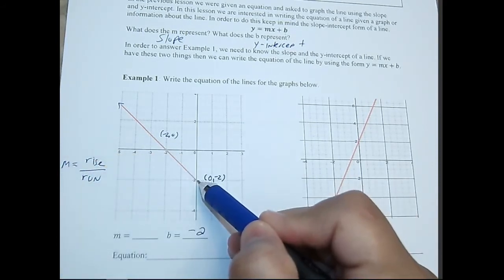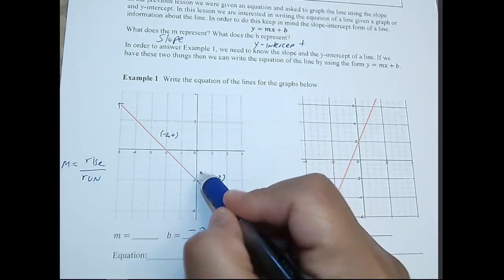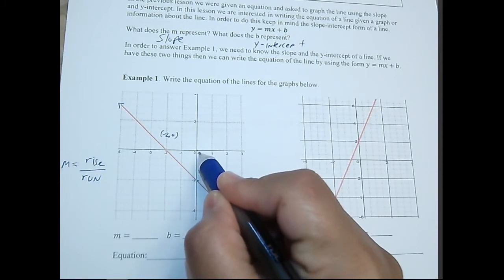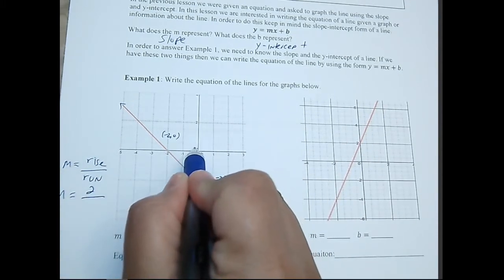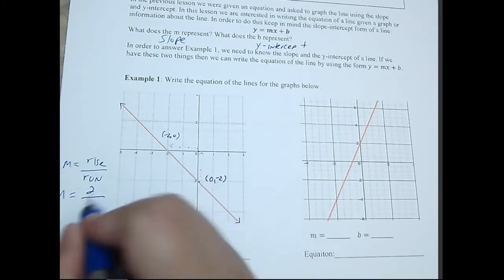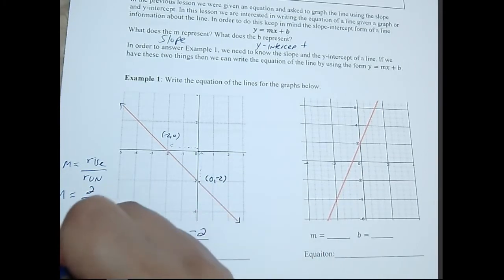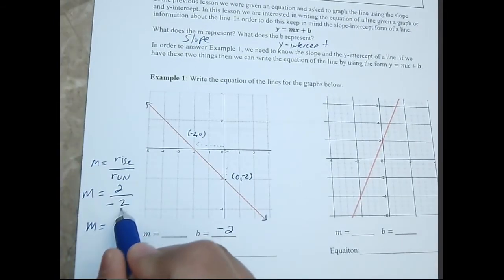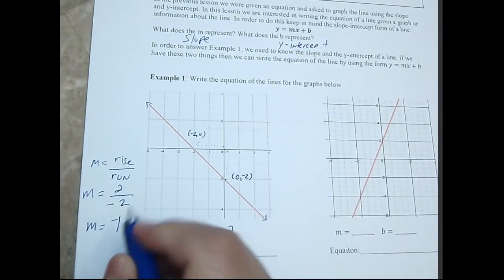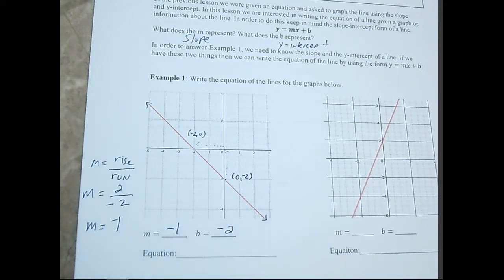If I'm standing at this point, I'm going to go up 2 units. That's going to be my rise. And I'm going to run to the left 2 units. Since I'm going left, I'm going to represent that with a -2. So 2 divided by -2 is -1. So my slope is -1.